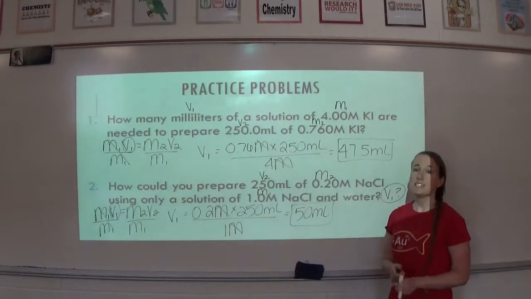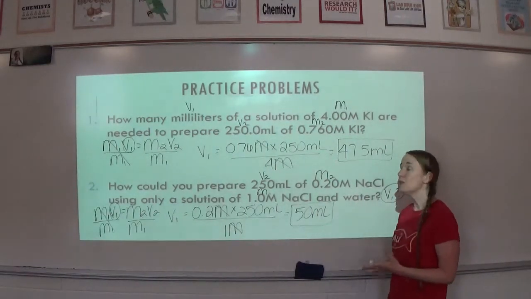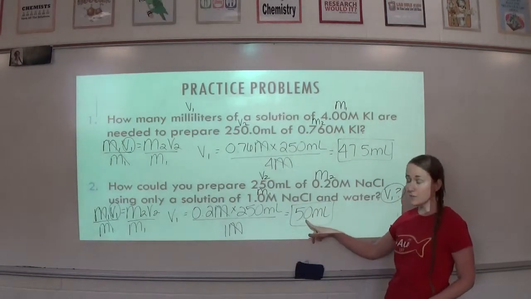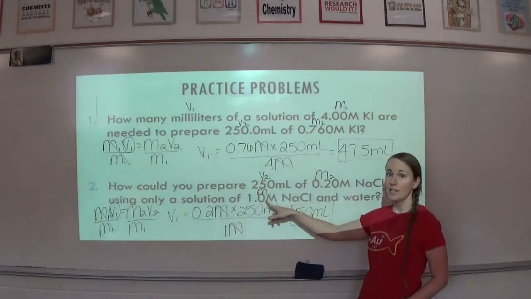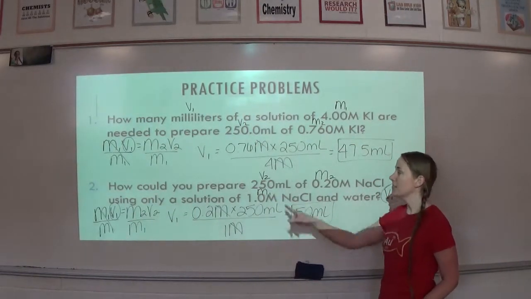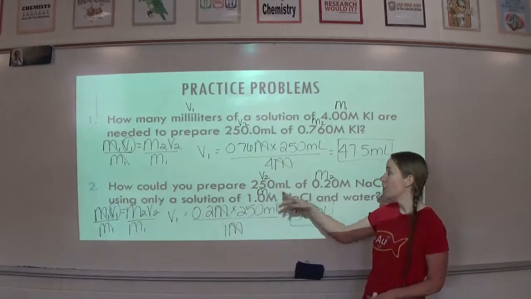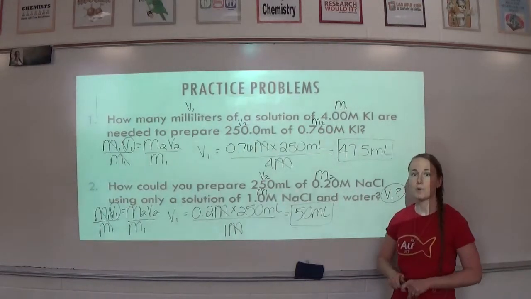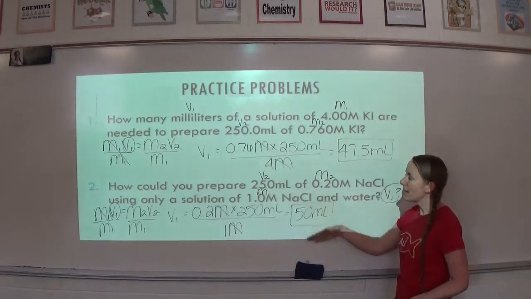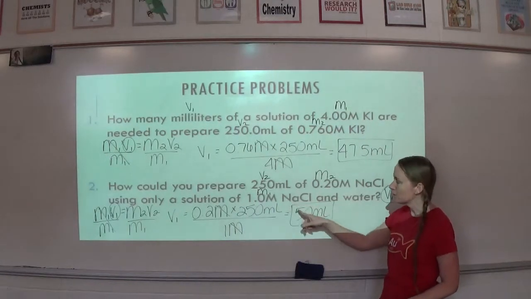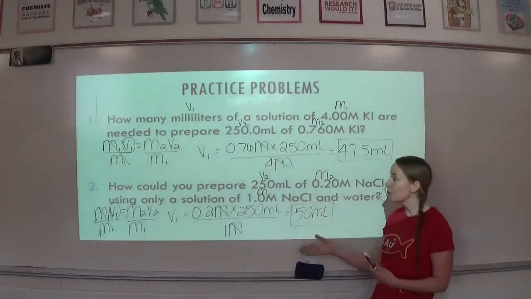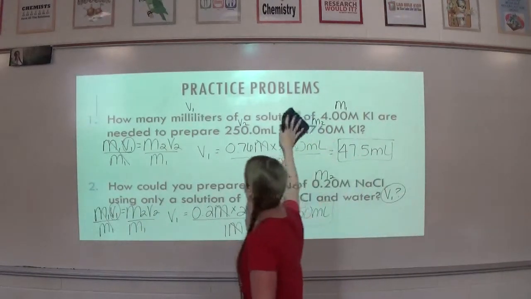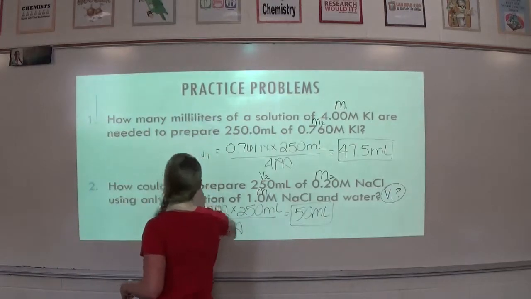But the thing is, the question says, how would you prepare? So like I said, you couldn't just stop at the 50 milliliters. What you would need to say is you need to start with 50 milliliters of 1 molar NaCl, dilute it with water until it has a total volume of 250 milliliters, or you could say add 200 milliliters of water, that would be fine. And that would reduce your molarity. Okay, so make sure that you would add some sort of sentence, 50 milliliters of 1 molar NaCl, either diluted to 250, or you could say add 200 milliliters of water. Either one would be fine. All right, so hopefully you got at least one, but preferably both of those right.